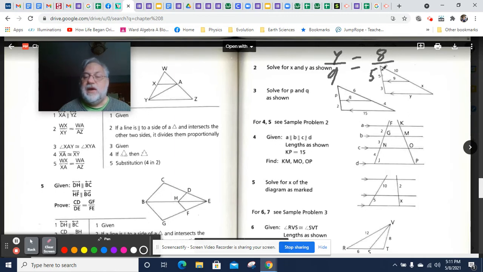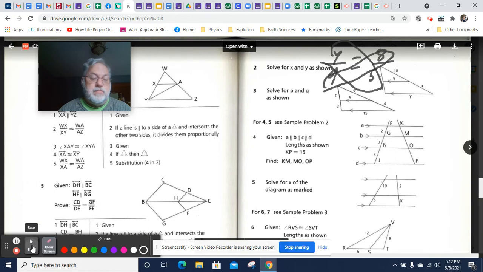Okay, this is the 5. 5 plus 3 is the 8. 9 and y. So I'm going big to small, big to small. And then you would simply get the cross products. The product of the means is going to equal the product of the extremes. So 5y will equal 9 times 8. And I'll let you do the arithmetic for that one as well.